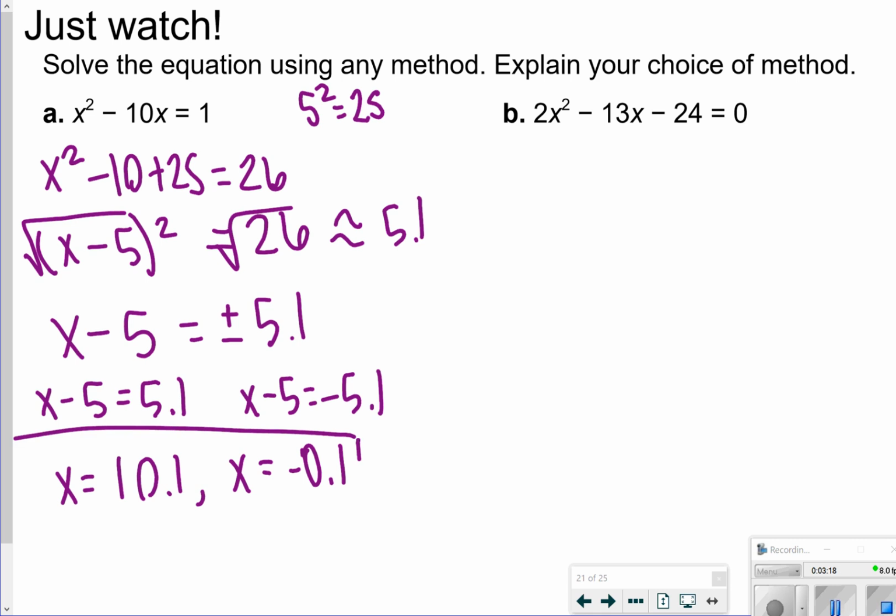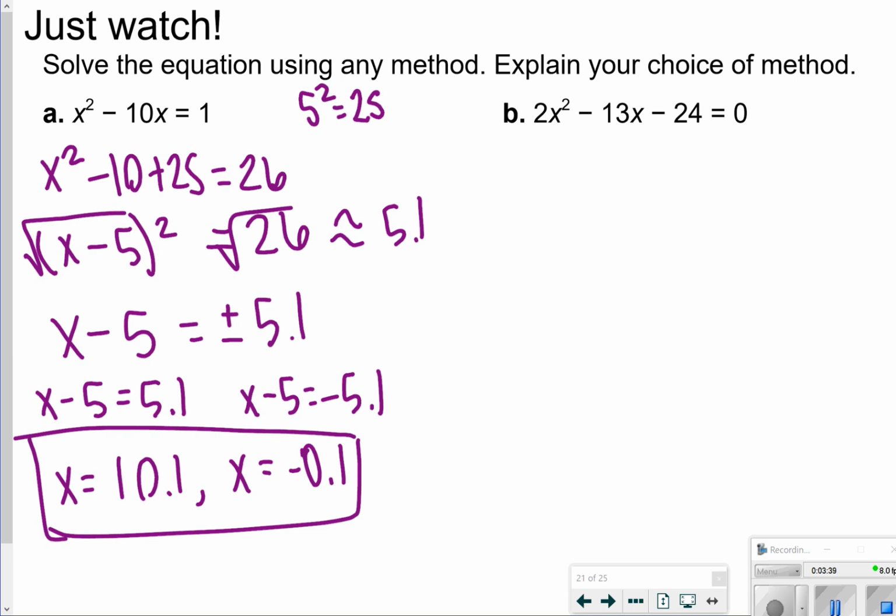Okay, the second one says 2x squared minus 13x minus 24. This one is not easily factored. It's not in the format of x squared is equal to d for square roots. It would take a lot of time to do graphing, and it's not going to give us exact solutions. So what we're going to do is use the quadratic formula.